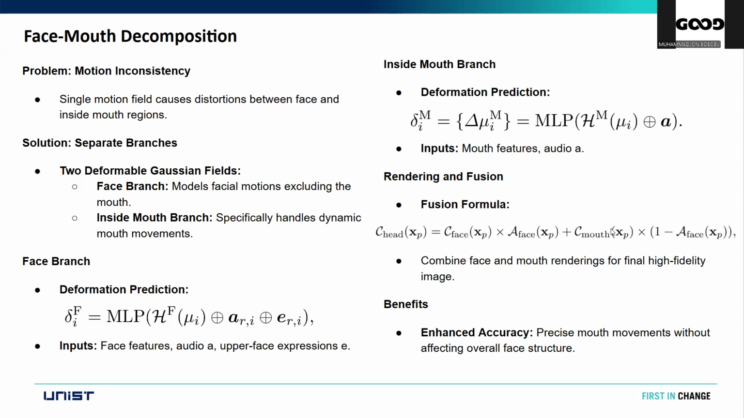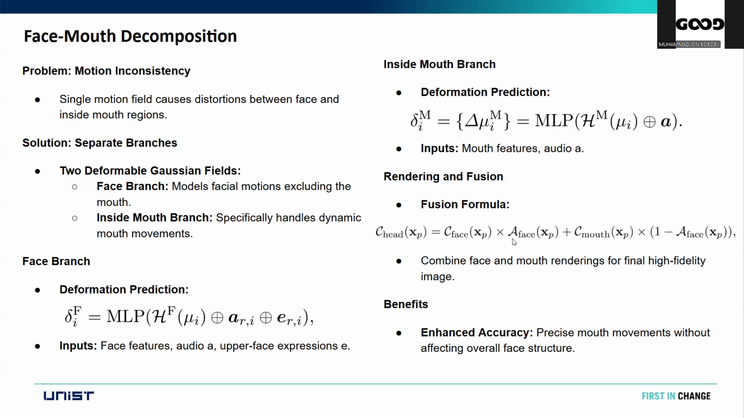For the rendering, since we have different branches, they have to have a way to combine or synthesize both the mouth and the face branch together. In order to do that, we also have to make sure the color values are blending together. So this is for the face and this is for the mouth. They just add it together to render the final high fidelity image.